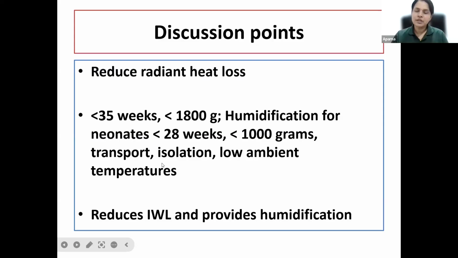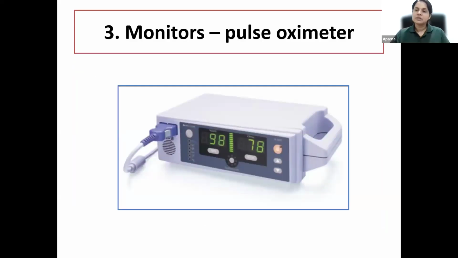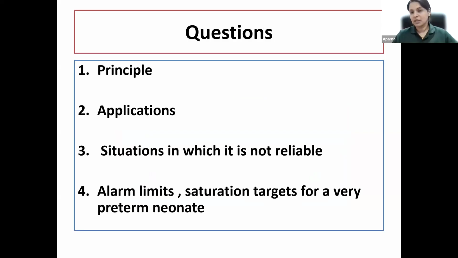Another important indication is the need for transporting a sick newborn, where a transport incubator is specially used, and conditions where the ambient temperatures of the NICU might be very low. The third common equipment that we'll be discussing is the pulse oximeter or monitor. This is the monitoring device that we often use in the NICU.